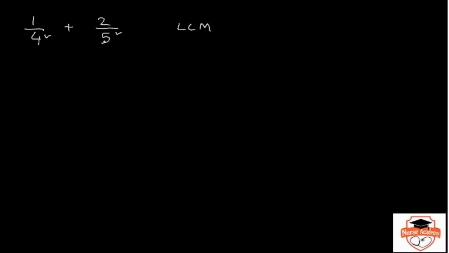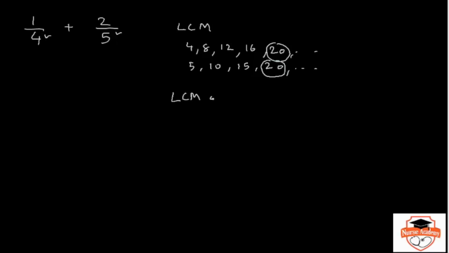5. And the multiples of 4 are like 4, 8, 12, 16, 20, and so on. And the multiples of 5 are 5, 10, 15, 20, and so on. So 20 is the smallest number that is a multiple of 4 and 5 both. So your first job is to find the LCM of the denominators. It's also called the least common denominator of the 2 fractions.